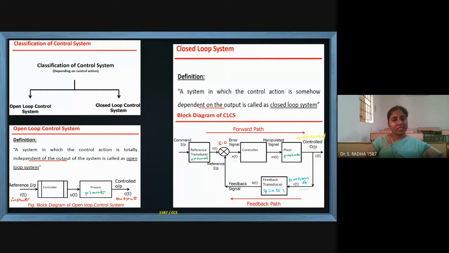Why is this E of t there? In order to get the expected output. The obtained output is different from the expected output. What is the difference of the real-time obtained output with respect to the expected output? That will be monitored by the E of t. So E of t will create the sum or difference of R of t and B of t. Sum or difference of, tell me.